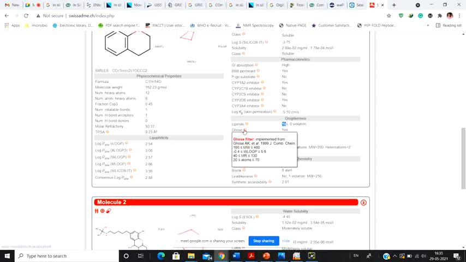Does it obey Ghose's rule? It says yes. Does it obey Weber's rule? Weber, Egan, Muegge, there are also other kinds of drug likeness parameters. And what does Weber say? Weber says for any molecule to be a drug, it must have less than 10 rotatable bonds, and that's why you see the number of rotatable bonds. See the option, number of rotatable bonds 1, because of Weber. It obeys Weber, it obeys Egan also, but it doesn't obey the Muegge parameter.